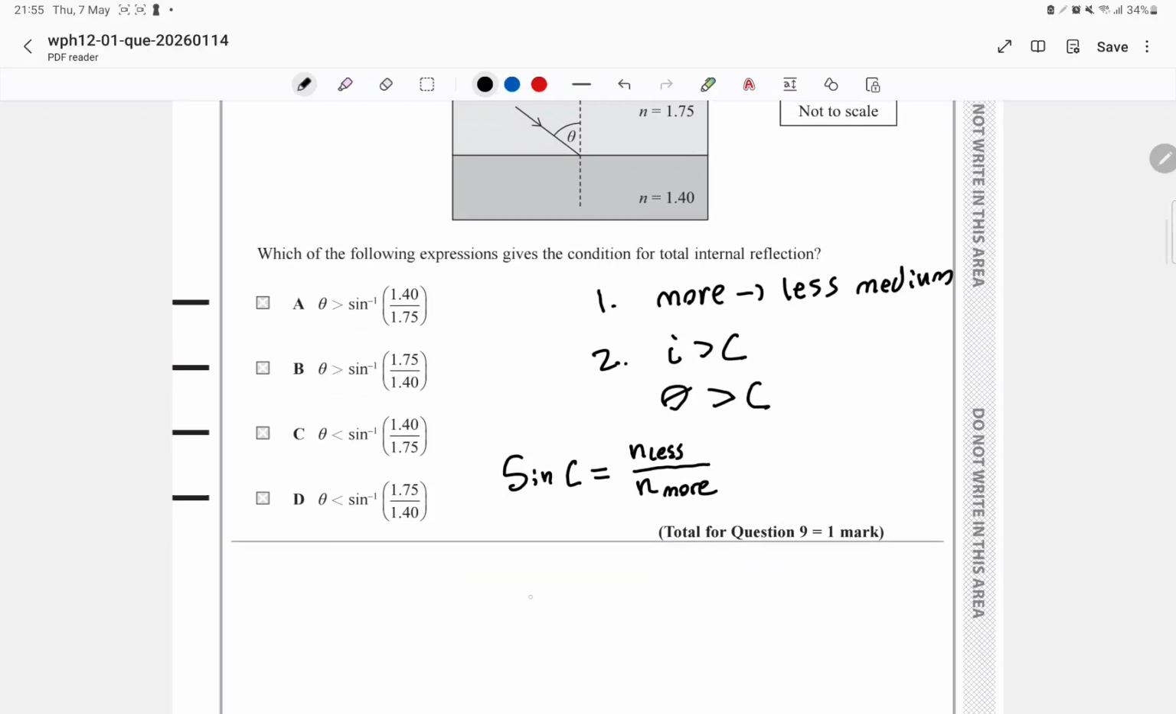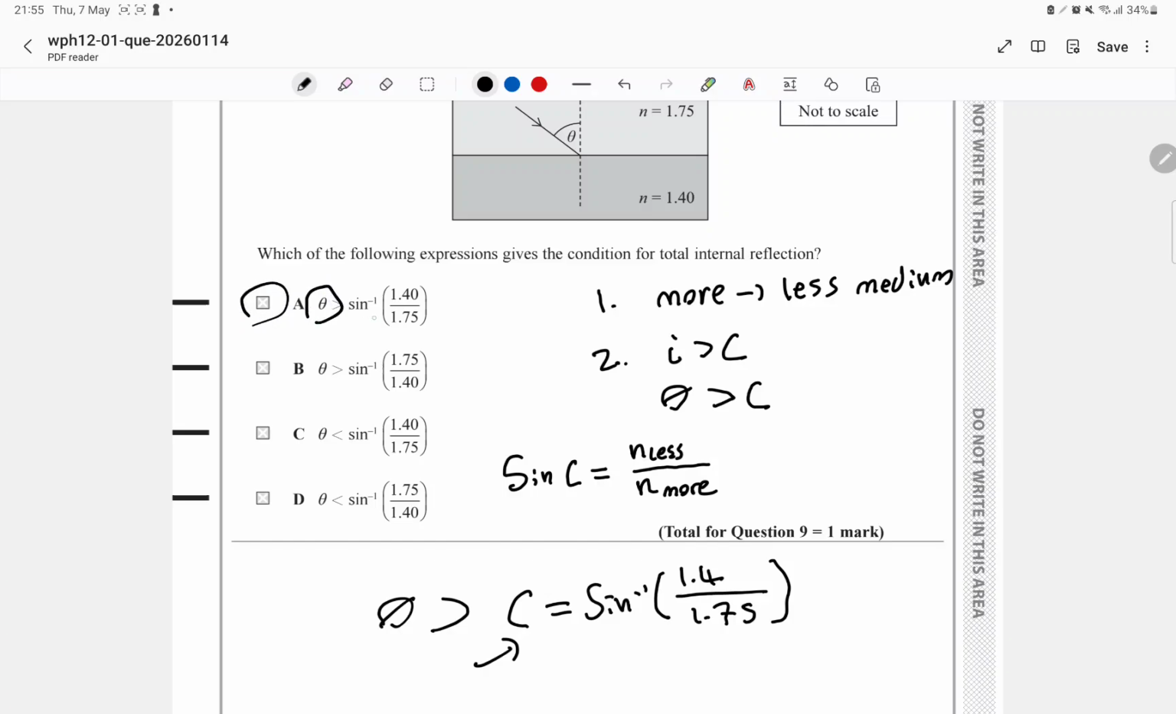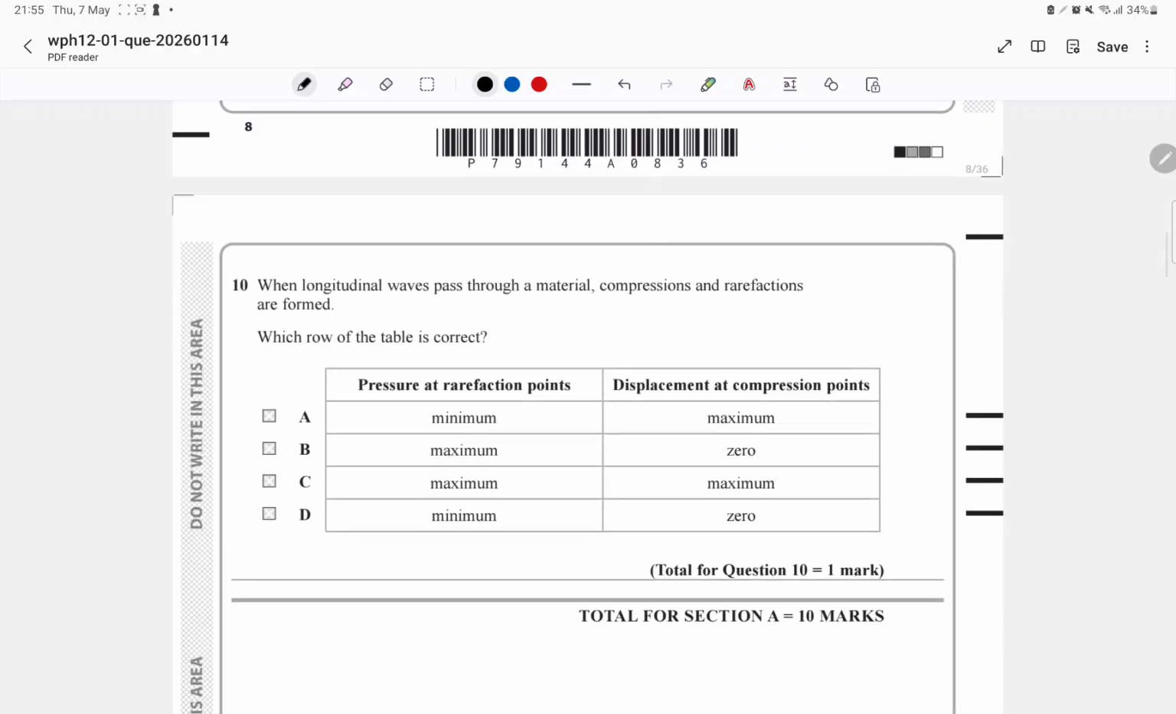So therefore we could say that the critical angle C is equal to sine inverse the less dense medium, which is 1.4, over the more dense medium, which is 1.75. And we know that theta has to be greater than this critical angle. So A will be the correct option. You can see theta is greater than this critical angle, sine inverse 1.4 over 1.75. Yeah, so far this is a decent paper, to be honest.